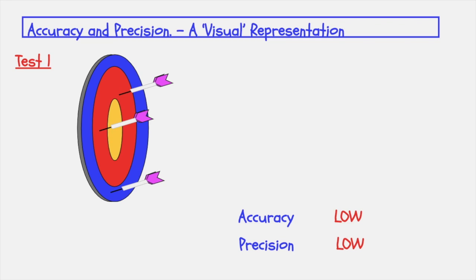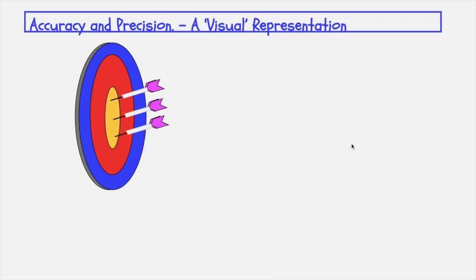In this first example, we see that both the precision and the accuracy are quite bad. We can see the accuracy is bad because all of my darts here are far from the bullseye. So most of my measurements are far away from the true value. And I can also see that they're all over the place. They're not consistent. Some are low, some are high. So the precision is really bad as well.